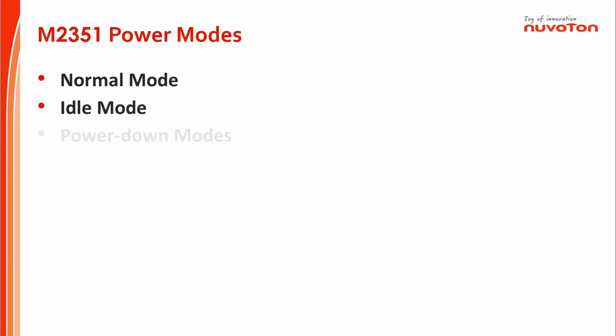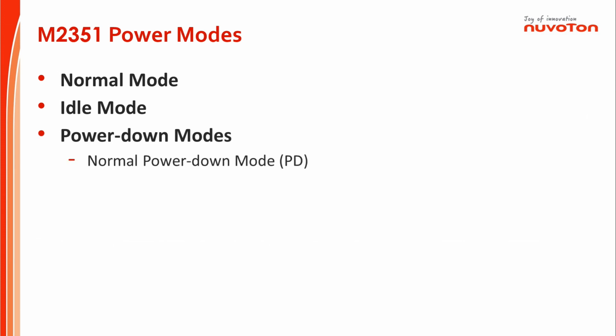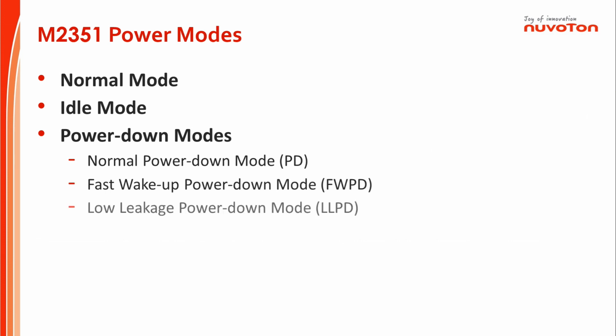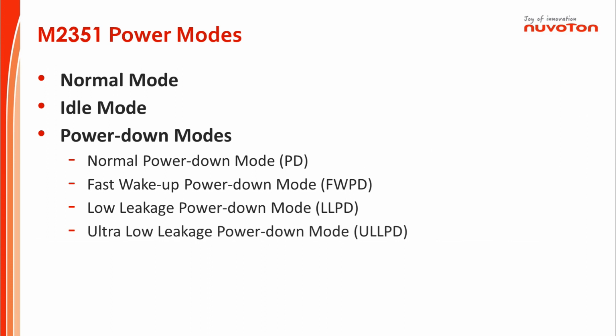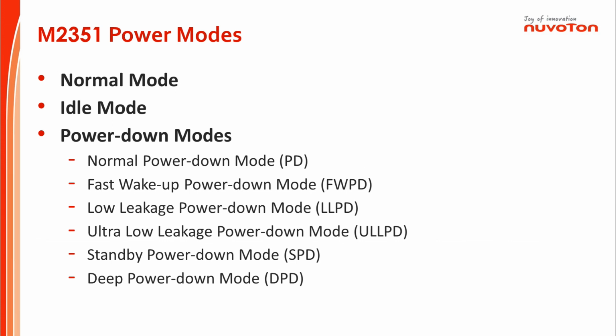M2351 power modes include System Startup in normal mode, System Standby in idle mode. Low power power down mode includes Normal power down mode, Fast wake up power down mode, Low leakage power down mode, Ultra low leakage power down mode, Standby power down mode, and Deep power down mode.